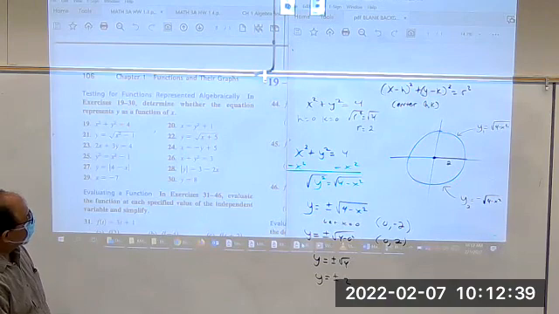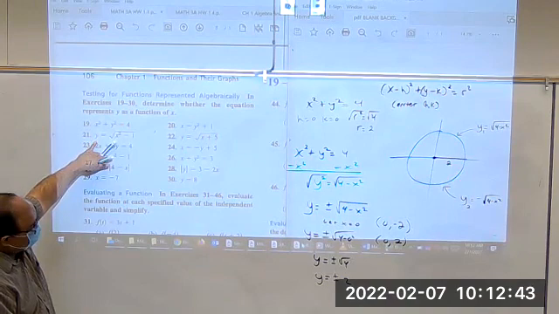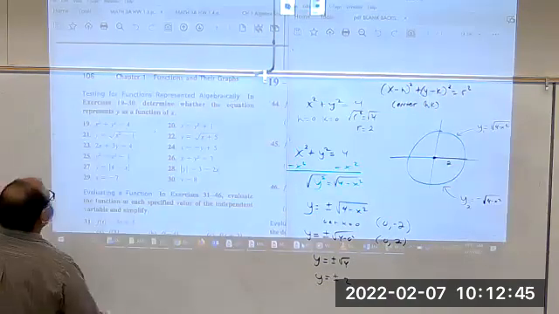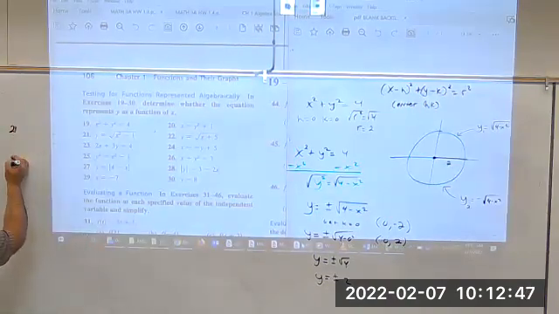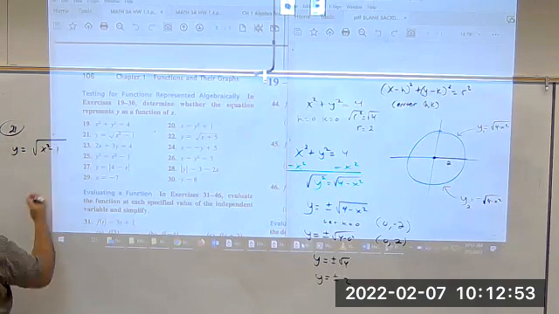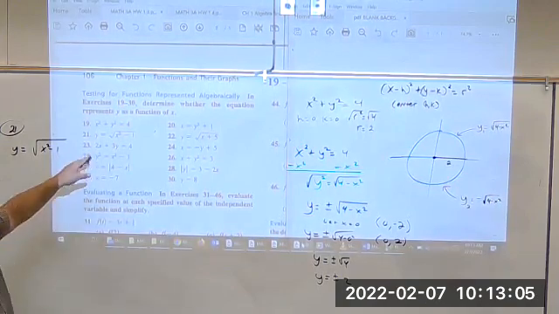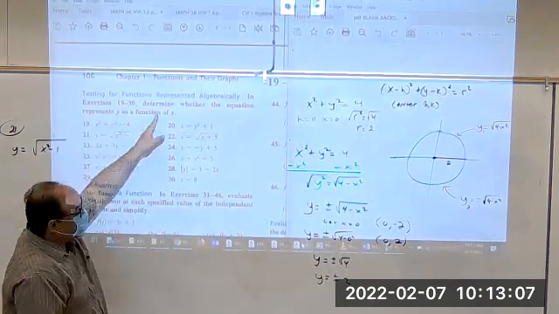Then look at 21. On 21, y equals the square root of x squared minus 1. Function or not a function? So remember, determine if y is a function of x.